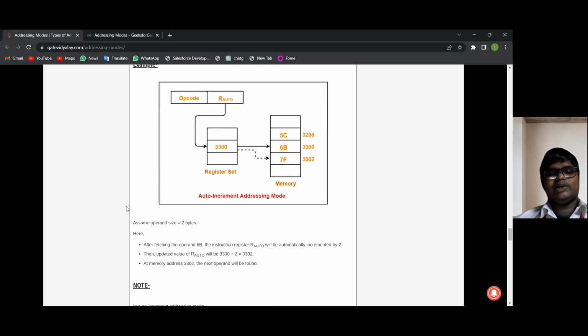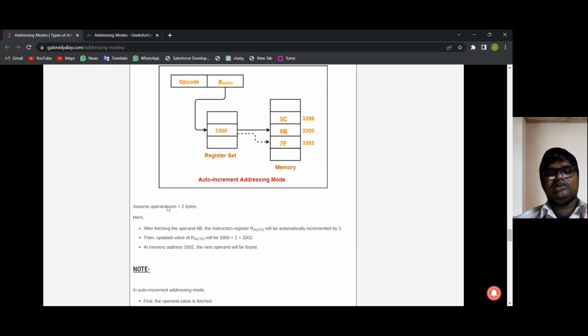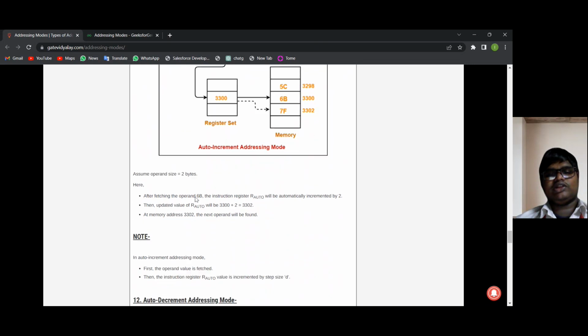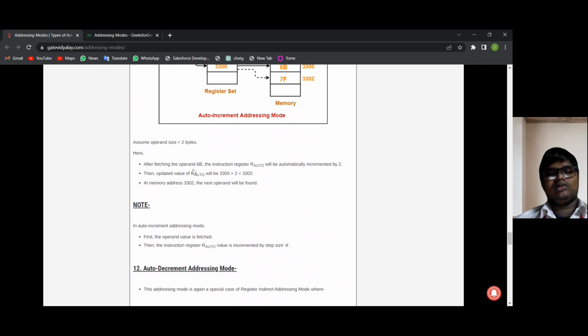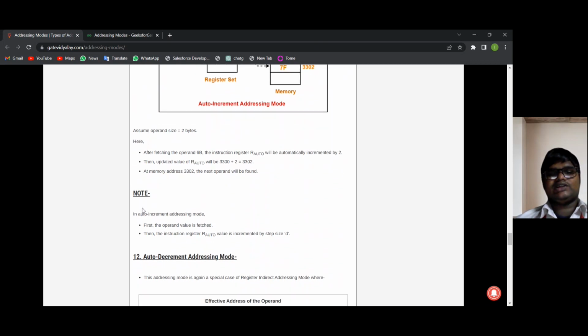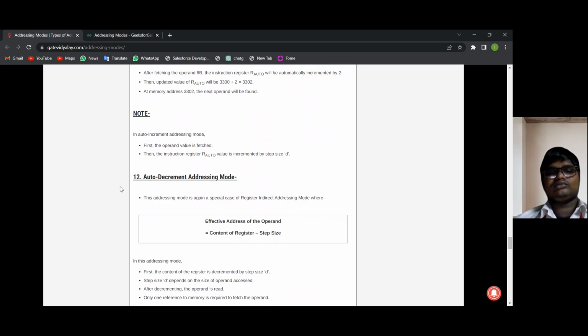Assume operand size is equal to 2 bytes. After fetching the operand, the register R auto will be automatically incremented by 2. Then the updated value of R auto will be 3300 plus 2, which is equal to 3302. At memory address 3302, the next operand will be found. Note, first the operand value is fetched, then the register R auto value is incremented by step size D.